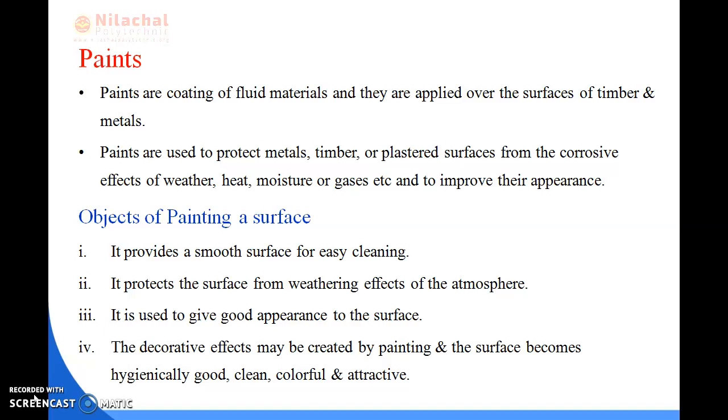Why are they applied? To improve the appearance or to protect the surfaces or the metals from the corrosive effects of the weather, heat, moisture or gas. And already I have discussed the objectives of painting a surface.